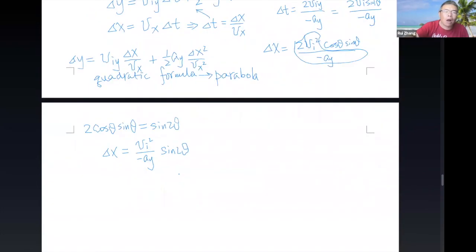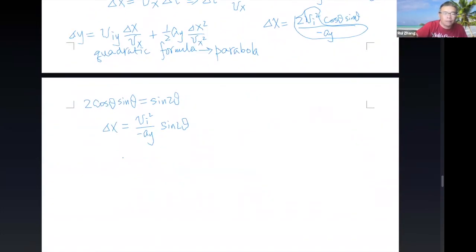Now you can plot this function, sine 2 theta. When theta equals 0, sine 2 theta is 0. When theta equals 90 degrees, sine 2 theta becomes sine 180, which is again 0. So sine 2 theta goes like this.